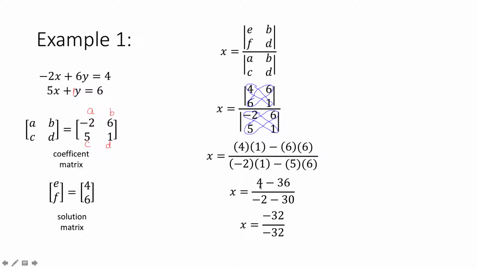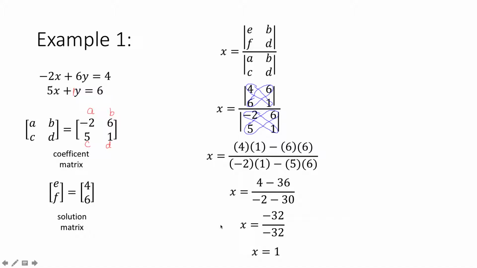So now I'm going to do 4 minus 36, which is -32. And then I'm going to do -2 minus 30, which is -32. The last step is to divide numerator by denominator. So -32 divided by -32 is 1. All right, so now I have X.